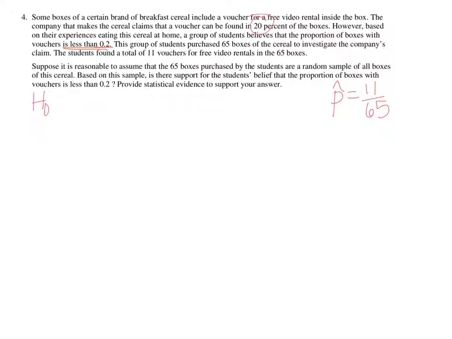So we're going to do a hypothesis test. H naught is p equals 0.2, and HA is p is less than 0.2. And notice that my hypothesis is not p hat, it's p, because I'm trying to test a hypothesis about all of the boxes, the population, not just my sample. My sample was 11 out of 65. We know what that is. It doesn't give us an alpha level, so let's set one of 0.05. We're going to check conditions.